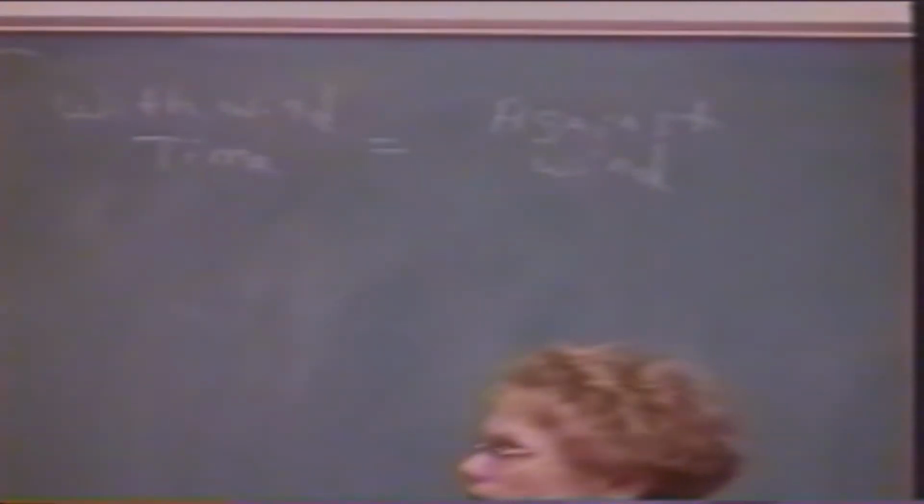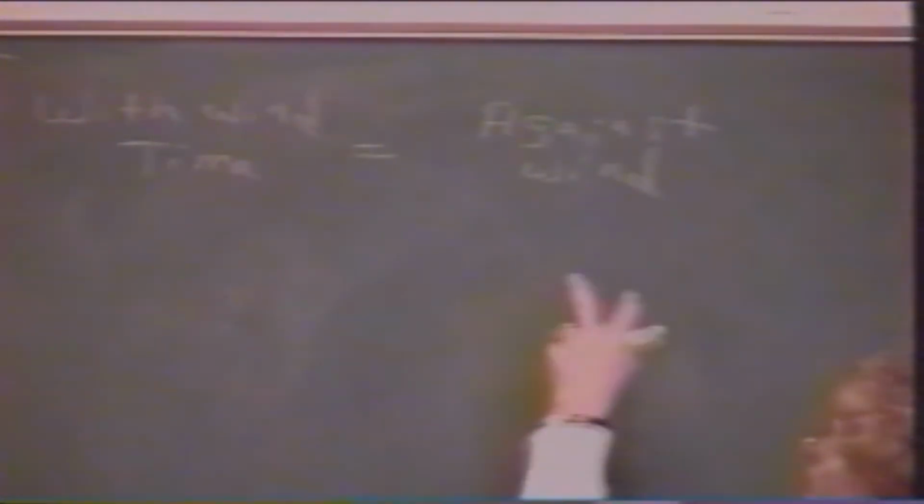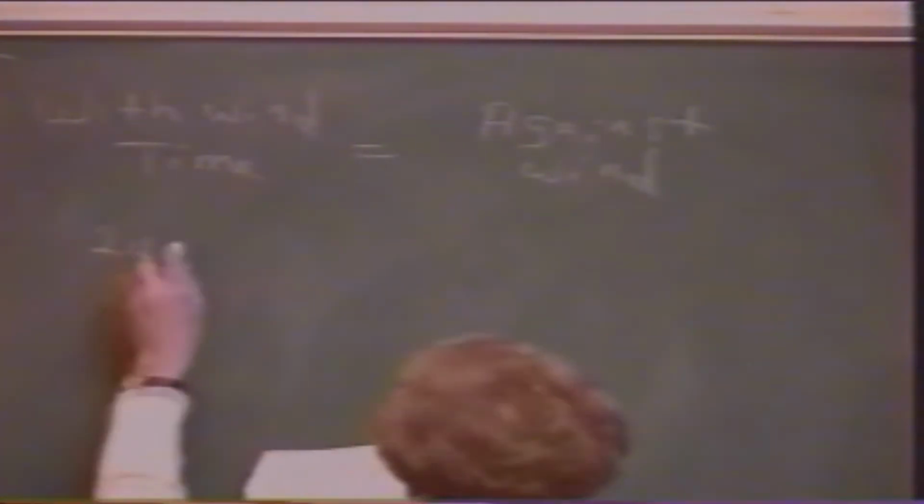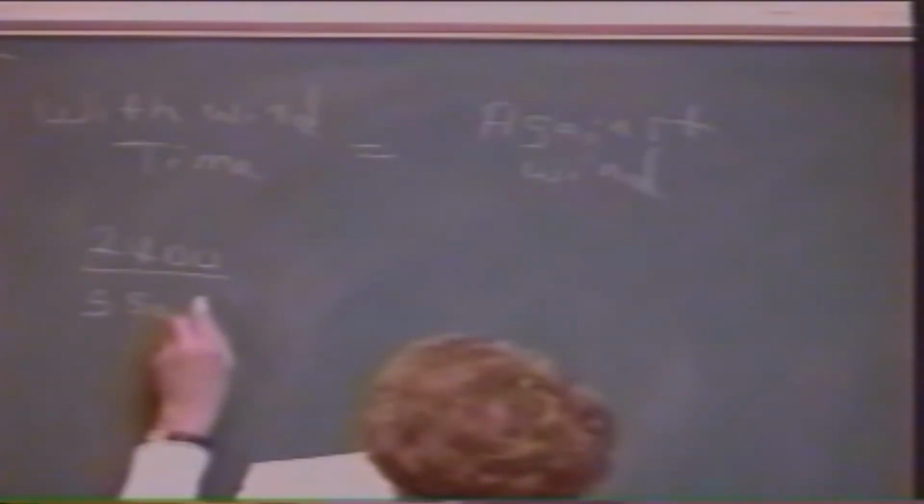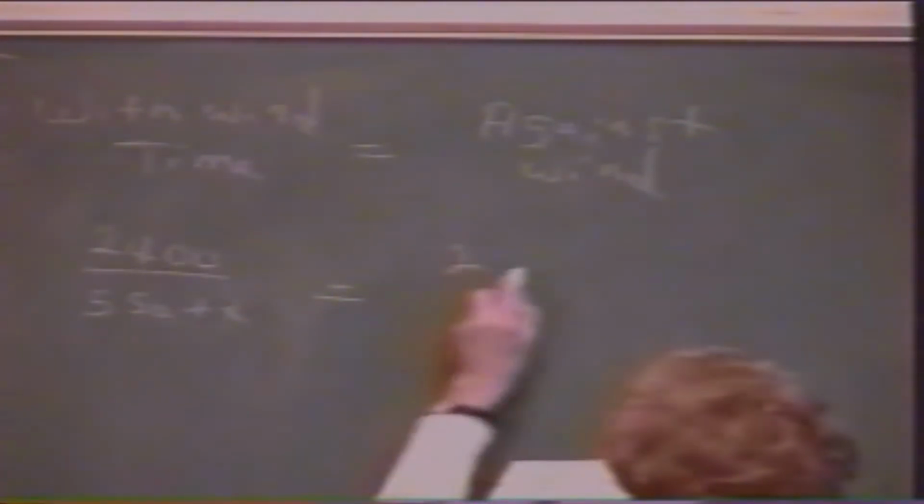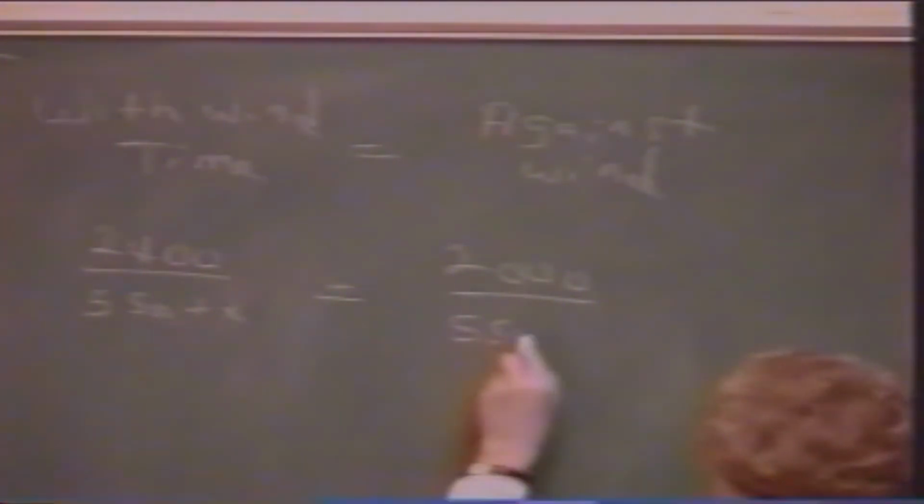So the with wind time equals the against the wind time. What happens is that the reason the distances are different is because if he's going to travel the same amount of time, he's going to go farther when he's going with the wind than when he's going against the wind. So if we just set these up, 2,400 over 550 plus x equals 2,000 over 550 minus x.